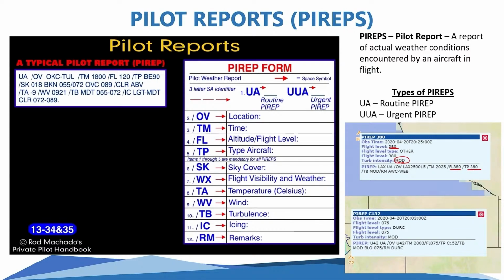Obviously, if this was closer to the ground, let's say they were at 6,000 feet flying over the LA basin, and you have an A380 reporting moderate turbulence at 6,000, you can pretty much bet your keister that you're going to be in for one heck of a ride in a much smaller aircraft in that same area. Now on the flip side, here's a little baby Cessna 152, a two-seater. This is at 7,500 feet, and they're saying turbulence is moderate below 7,500. So I take that with a grain of salt.